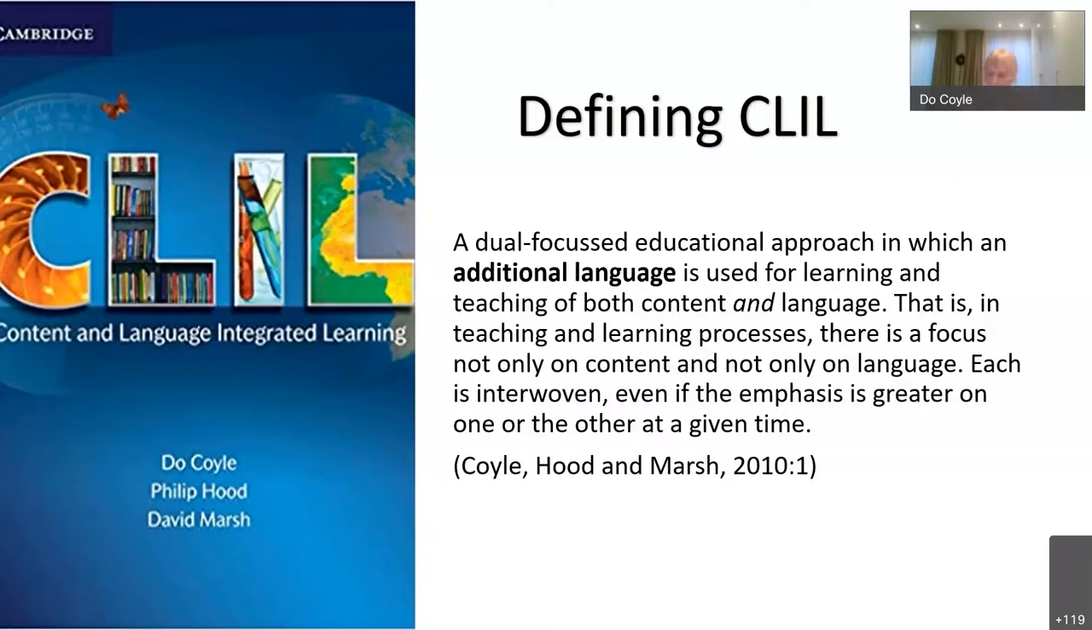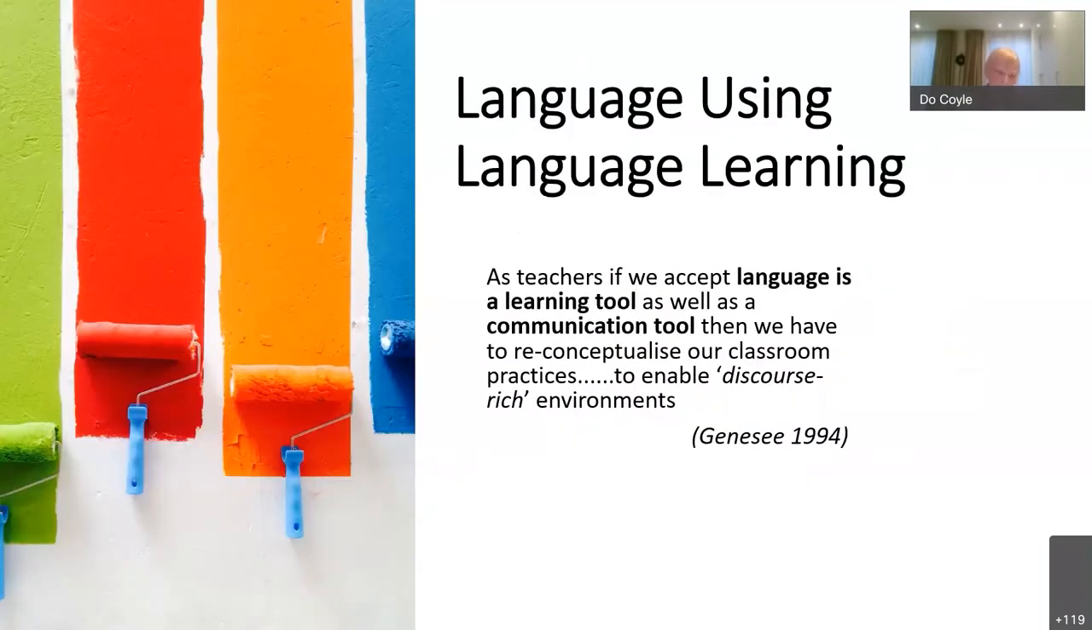And I have to say that the 4 C's, which came out of the CLIL book, was created by teachers. I can remember we were on our hands and knees with great big sheets of paper on the floor. We were drawing diagrams and so on, because we knew we had to make a starting point, which is where we were with the 4 C's. And what became really clear was that as teachers, if we accept, and this is a quote by Genesee, that language is a learning tool as well as a communication tool, then we really do have to reconceptualize what we're doing in our classrooms.